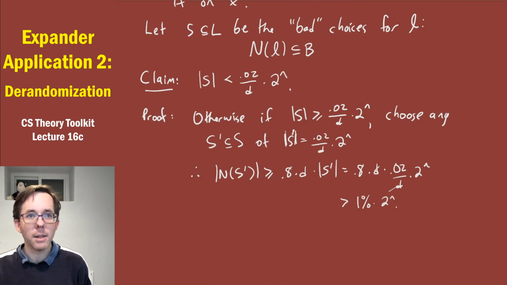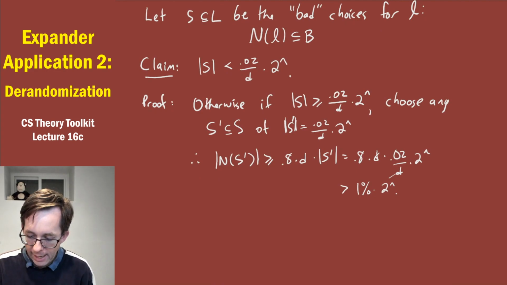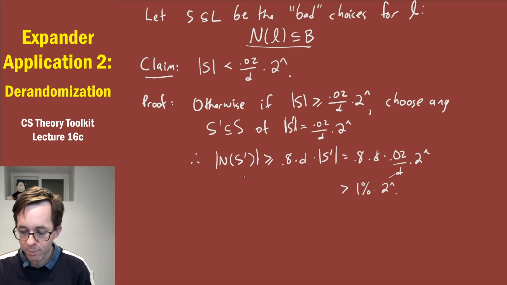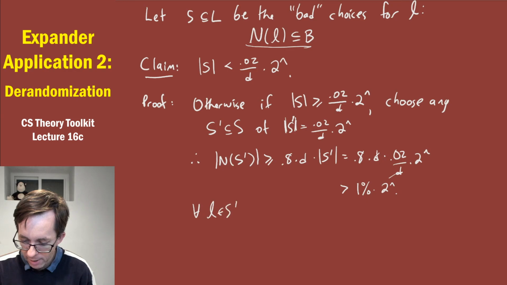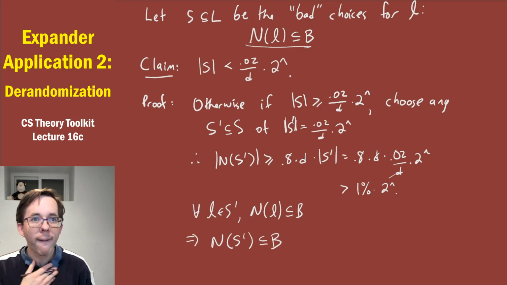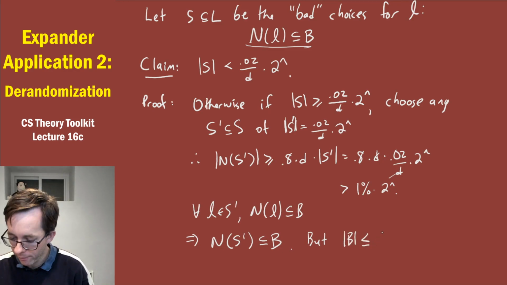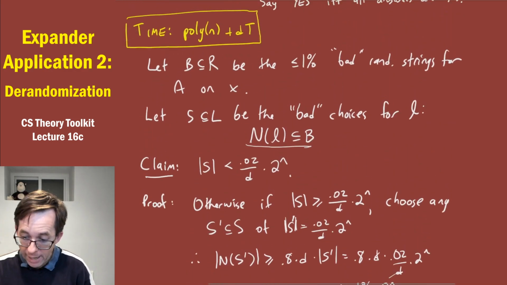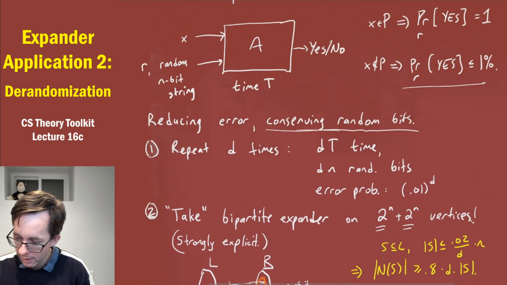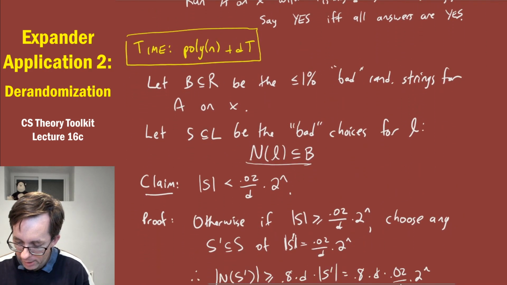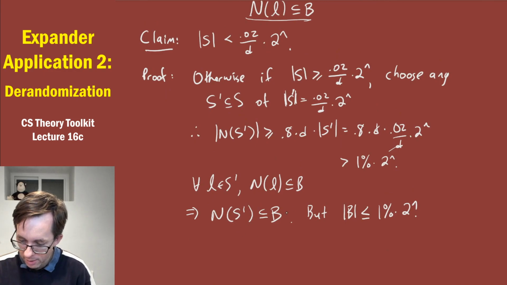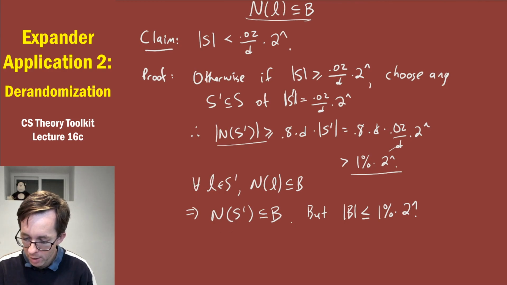But now let's think about this. Every vertex in S has its neighborhood in B, and in particular, every vertex in S prime has its neighborhood in B. So for all l in S prime, the neighborhood of l, that single vertex, is a subset of B. That just means that the neighborhood of S prime is a subset of B. But we know that the cardinality of B is at most 1% times 2 to the n, because B is just the set of bad strings for A, and by assumption that is at most 1% of all strings. Now we have our contradiction: on one hand, the neighborhood of S prime has size bigger than 1% times 2 to the n, but it's a subset of B, and B has size only 1% times 2 to the n. That's a contradiction, and that proves our claim.